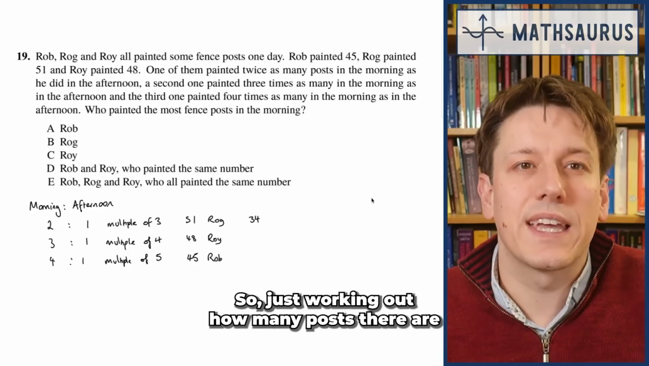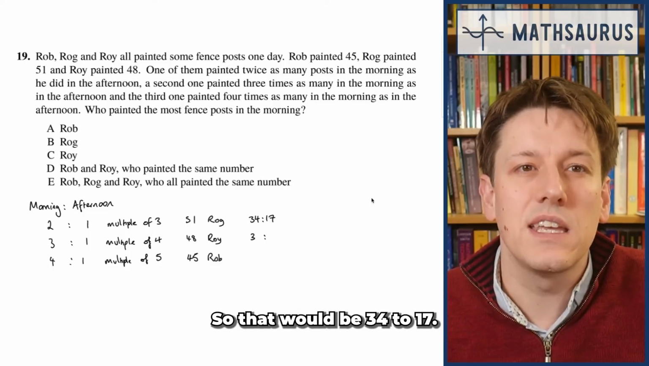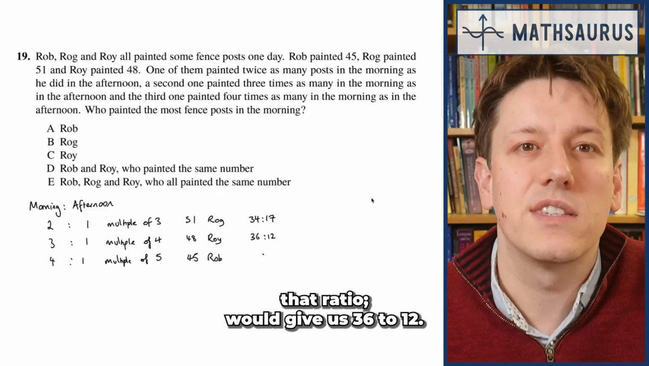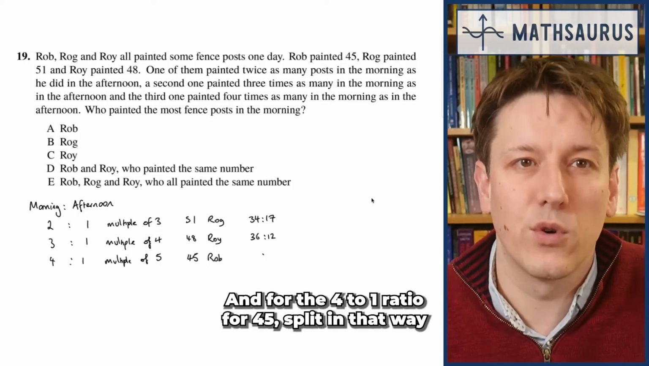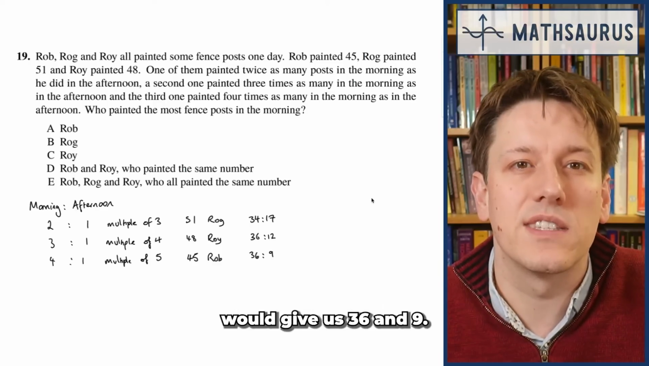So just working out how many posts there are then, it's 51 split in the ratio of 2 to 1, so that would be 34 to 17. The 3 to 1 ratio splitting 48 in that ratio would give us 36 to 12, and for the 4:1 ratio for 45, split in that way would give us 36:9.